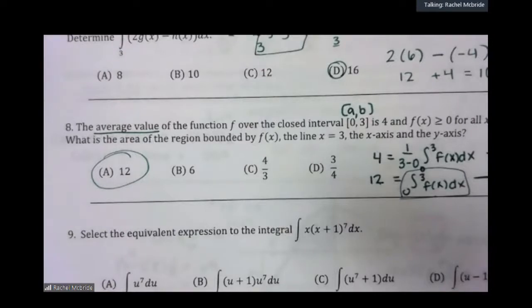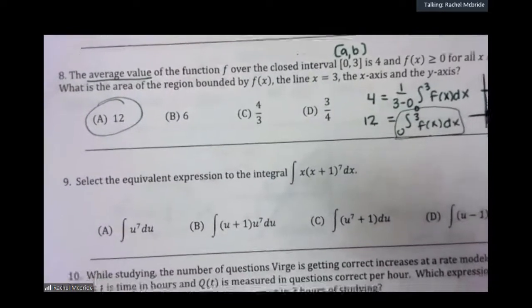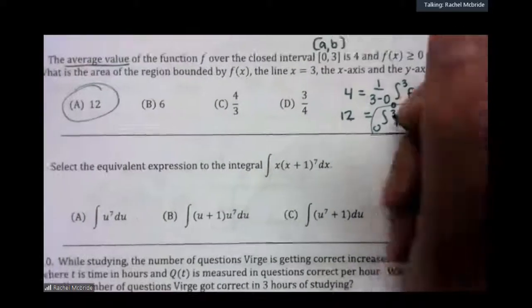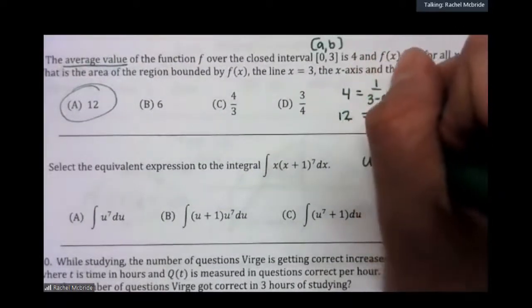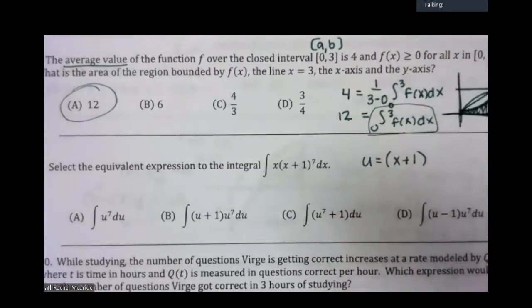Does that make sense? You can see how we work backwards to that. Okay, and then it says select the equivalent expression. So this is setting up a u sub, but not solving a u sub. So you always make the u sub the stuff inside the complicated fraction. So in this case, u would equal x plus 1.